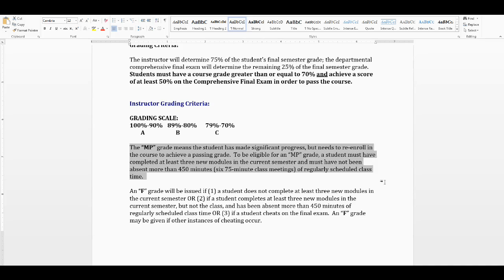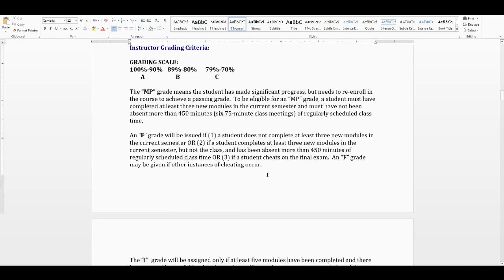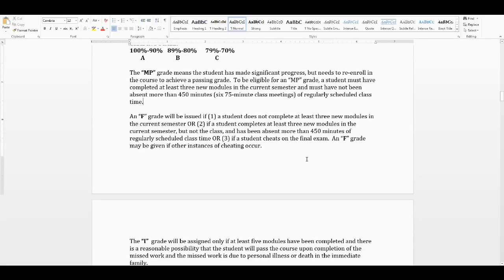But let's say that you finish exactly 3 modules this semester, this summer, and you take the class in the fall. That means, and you got the MP, that you will need to start at module 4 in the fall. So the first 3 module grades will transfer over. And it's the same if you finish 4 modules or 5 modules, depending on the class. An F grade will be issued if you do not complete at least 3 brand new modules, or you may not have met the attendance requirement, or you may have cheated on the final exam.